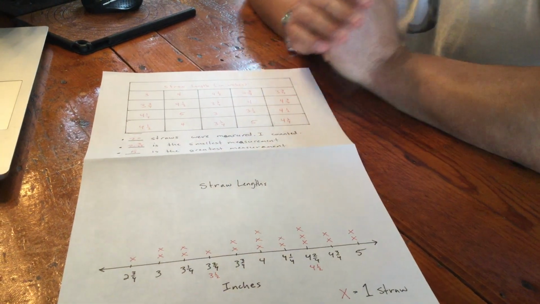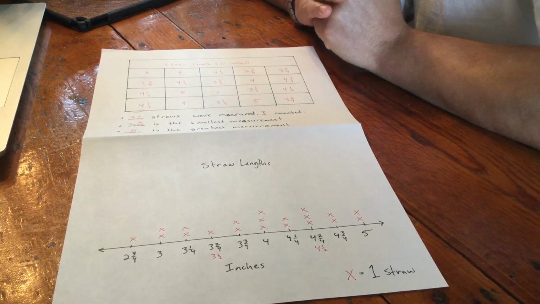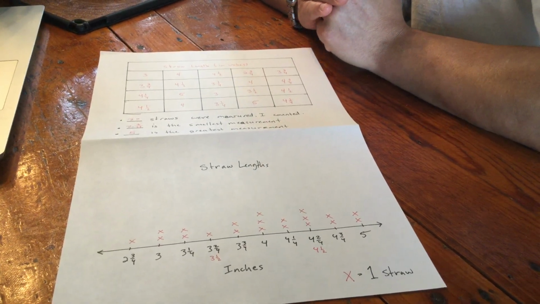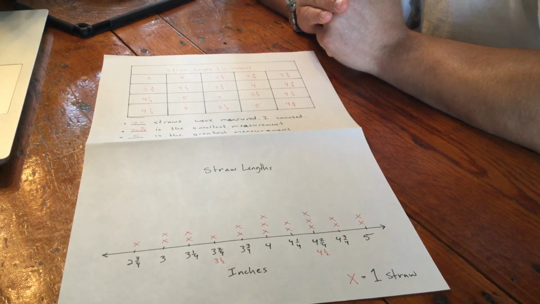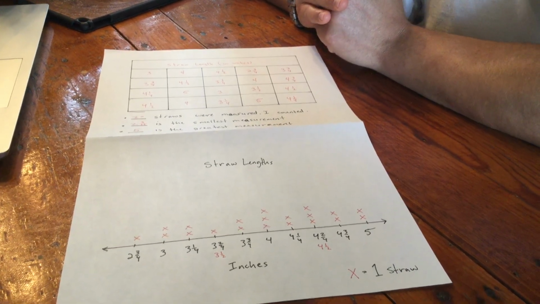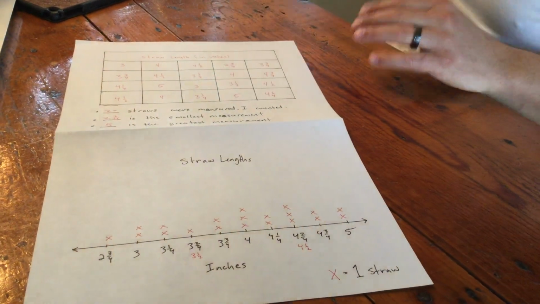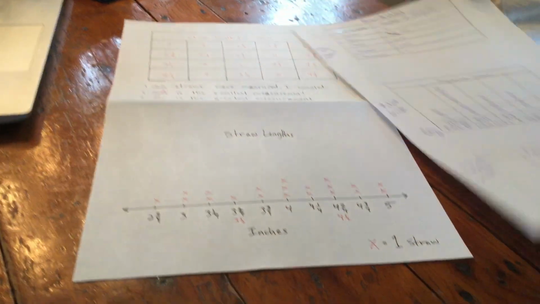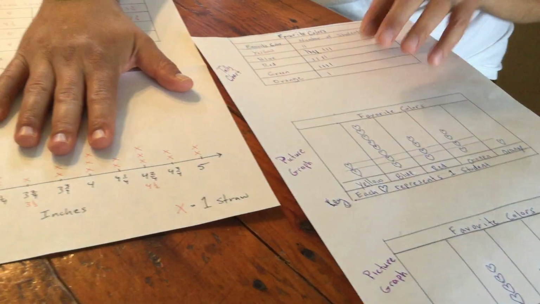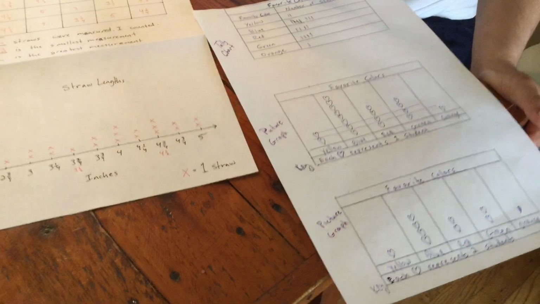Now, our next question says, if Mrs. McKeever said that a line plot is similar to a picture graph, and I say that a line plot is similar to a bar graph, who is correct? Well, let's look at a picture graph first. Okay, so Mrs. McKeever says that this is similar to this. Is she correct? Well, it is similar.